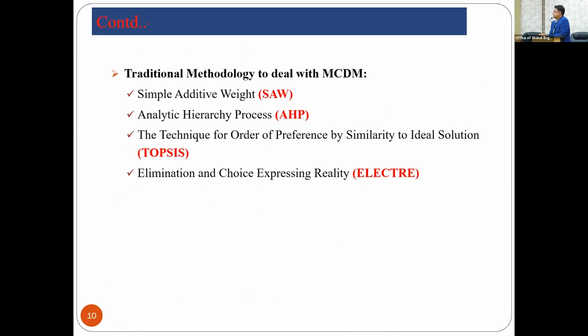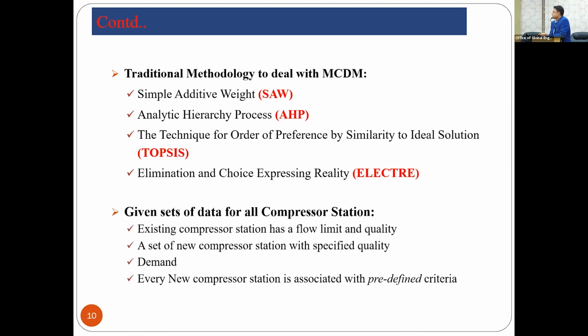Now these are some traditional methods for MCDM. One is the simple additive weight method, another is AHP, and the TOPSIS technique, the technique of order of preference by similarity to ideal solution, which we have used here, and elimination and choice expressing reality. This is the ELECTRE method.